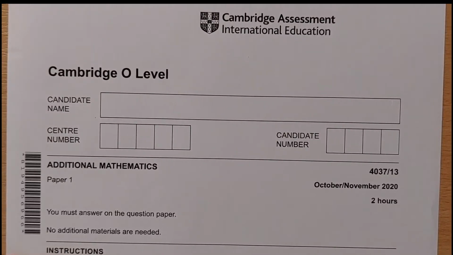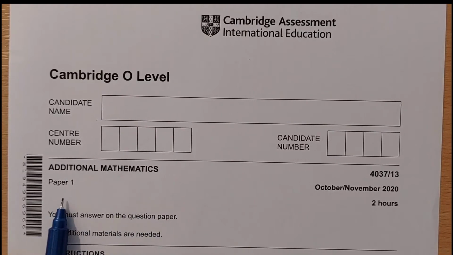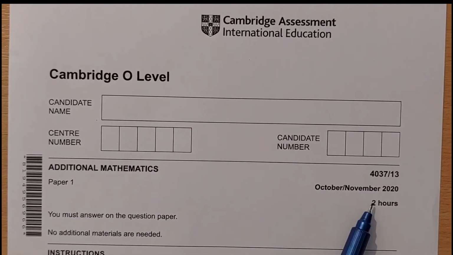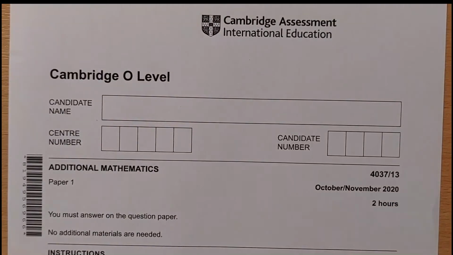Hi everyone, in this video we are going to solve Cambridge O-Level Additional Mathematics Paper 1 in the October-November 2020 session, Paper 1-3. So let's begin with the first question.